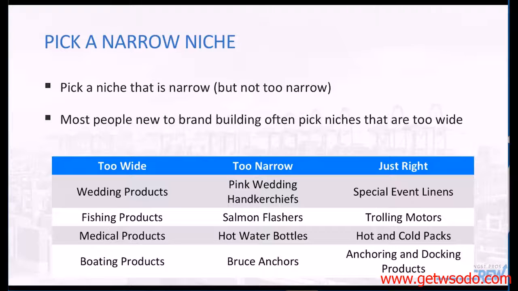Boating products, something Dave has done. He was into selling anchors and stuff like that, but boating products in general is just a little bit too wide. Having something like Bruce anchors is just going to be too narrow. Something that might be just right would be anchoring and docking products, which is what Dave focused on. So again, try not to get too narrow. Try not to be too wide. Have something that is kind of your narrow lane that you can focus on. And we'll get more into that as we go through these other slides.